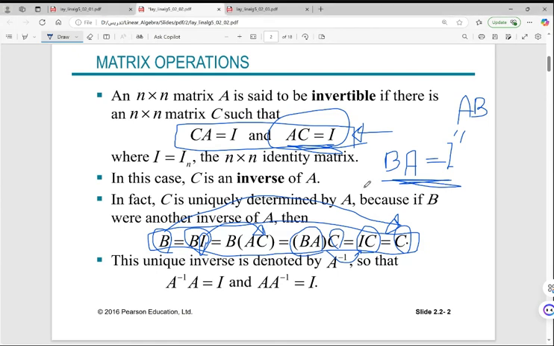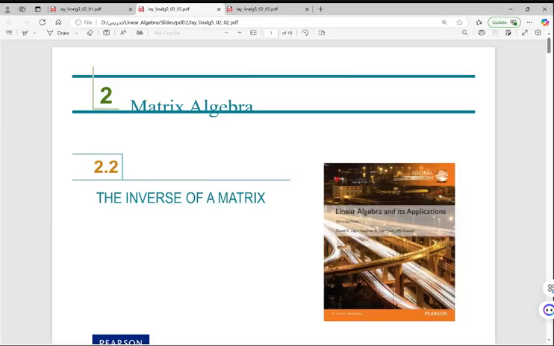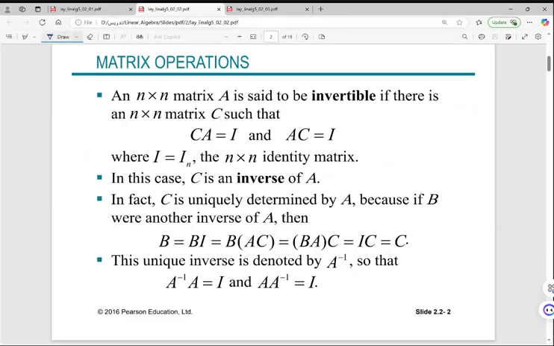B and C are the same. So matrix A has only one inverse. It doesn't have two different inverses. It has only one inverse. B and C are exactly the same matrix. Right? Is it clear? Yes, Doctor, clear. Okay, great.